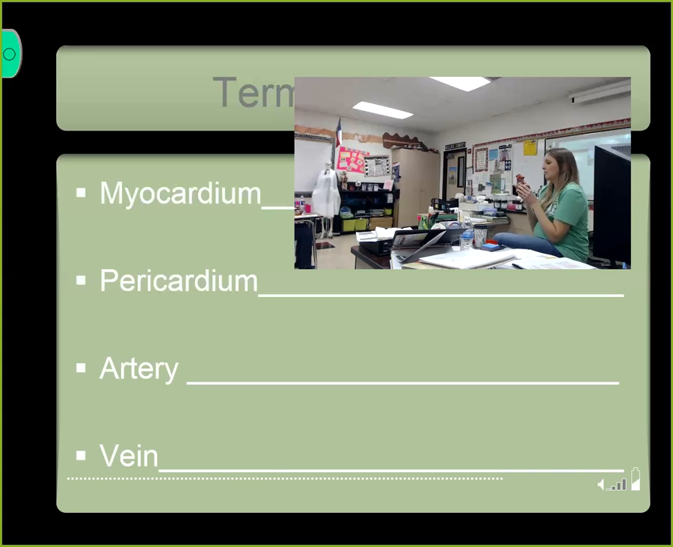What color are arteries usually when you look at them in a book? Red, right? Because they carry oxygenated blood. There's one exception to that. So you can't always go by arteries are red and veins are blue. Arteries carry blood away from the heart, so make sure you learn it that way. Because the pulmonary artery, this right here, is blue.